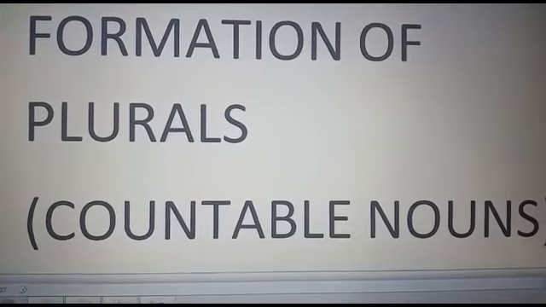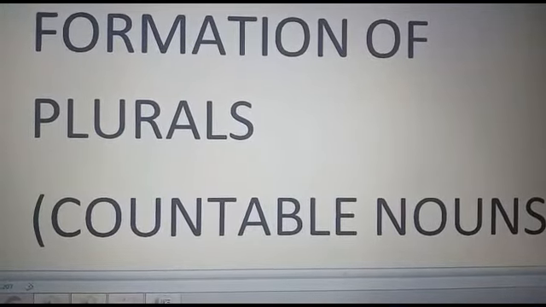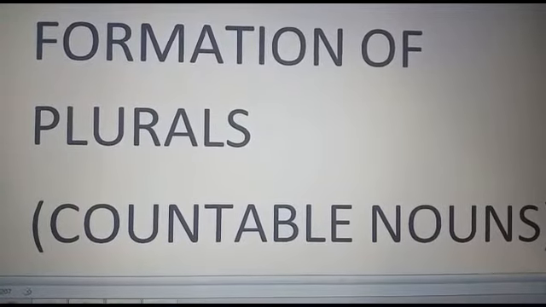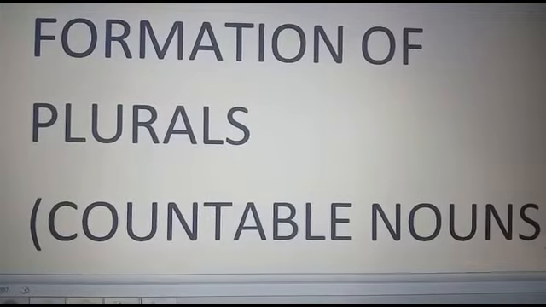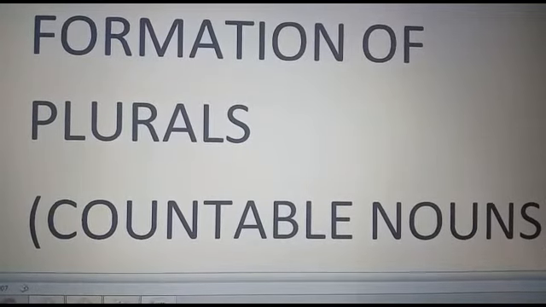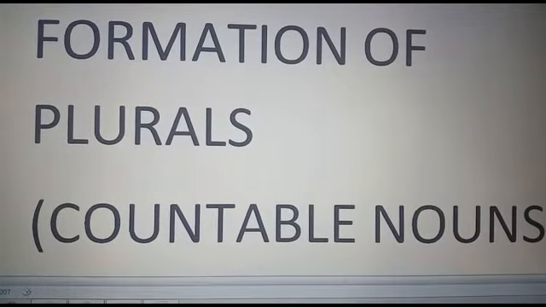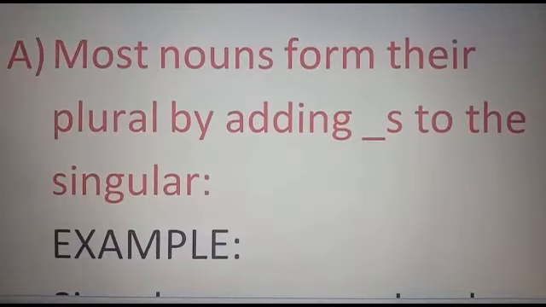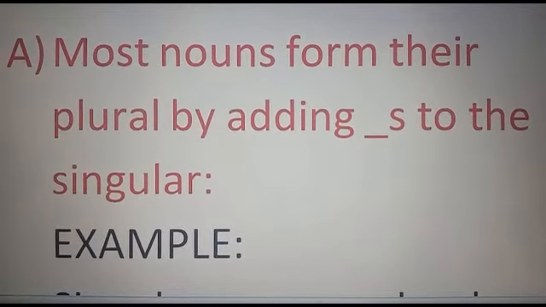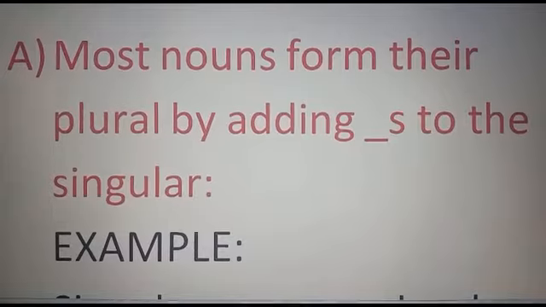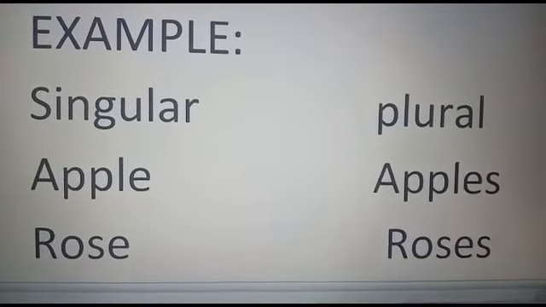So we'll be talking about formation of plurals. Now, I talked about countable nouns, we can count them and we can make them plural. For example, pen, pens, book and books. So what are the ways? How are we going to make them plural? We are going to study that. There are a few ways you can make them plural. To the singular, you simply add S. For example, apple, apples. Rose, roses. If I say bag and bags, okay?